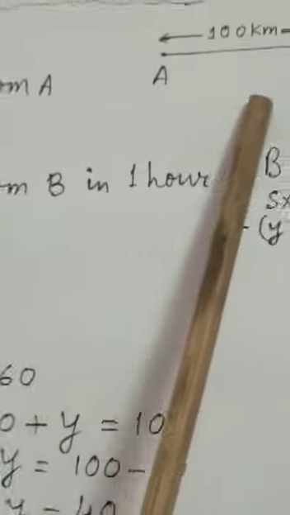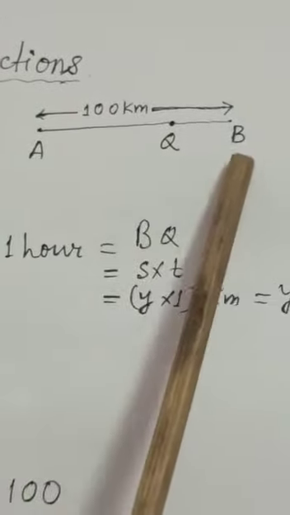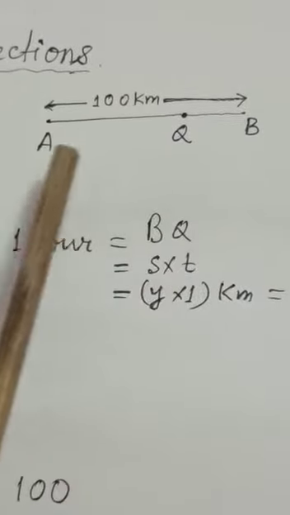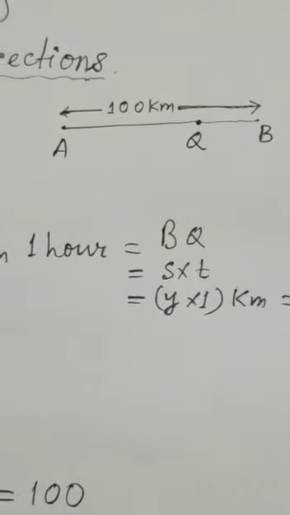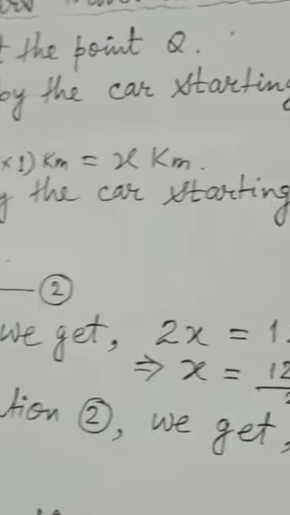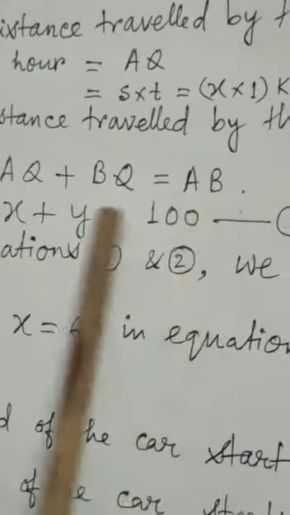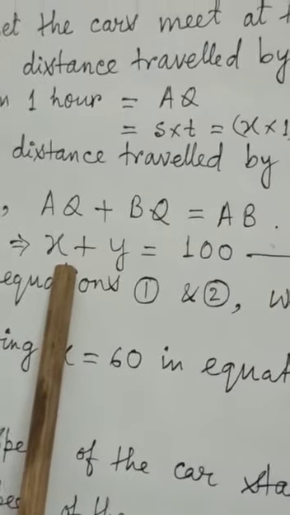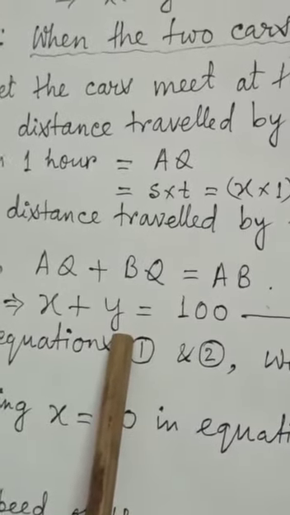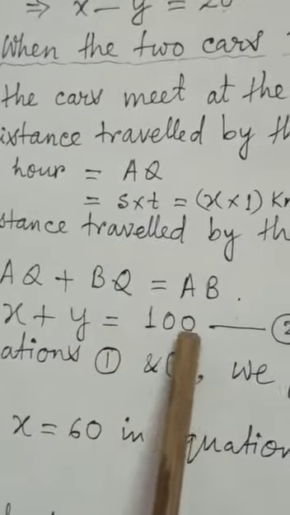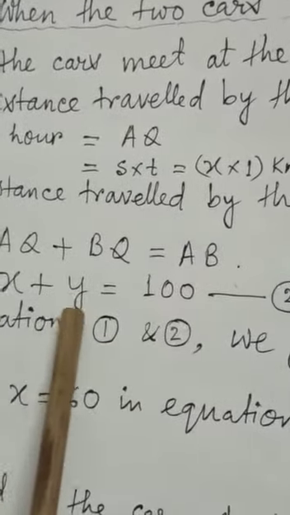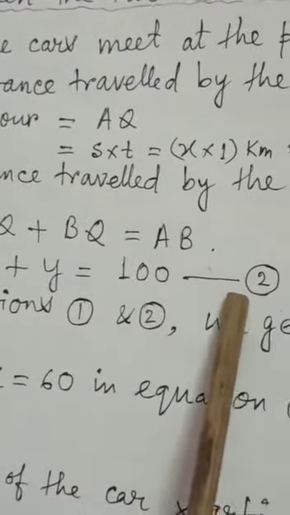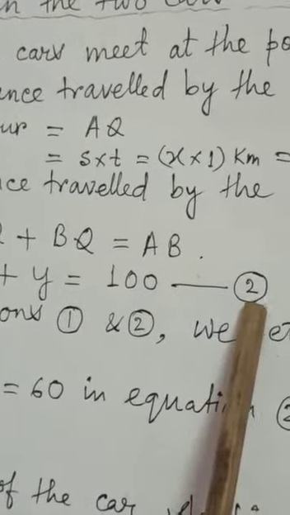Now from the figure it is very clear, AQ plus BQ is equal to whole AB, which we have written here. AQ plus BQ is equal to AB. AQ we have got as x kilometer, BQ we have got as y kilometer, and AB is given 100 kilometers. So x plus y is equal to 100. Suppose it to be equation 2.